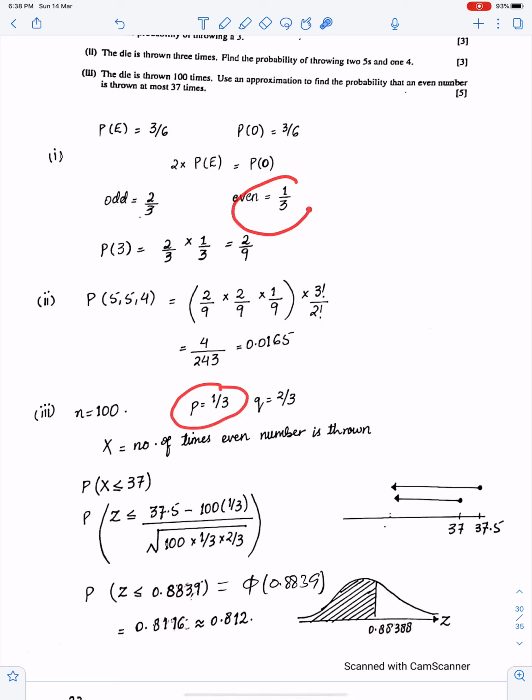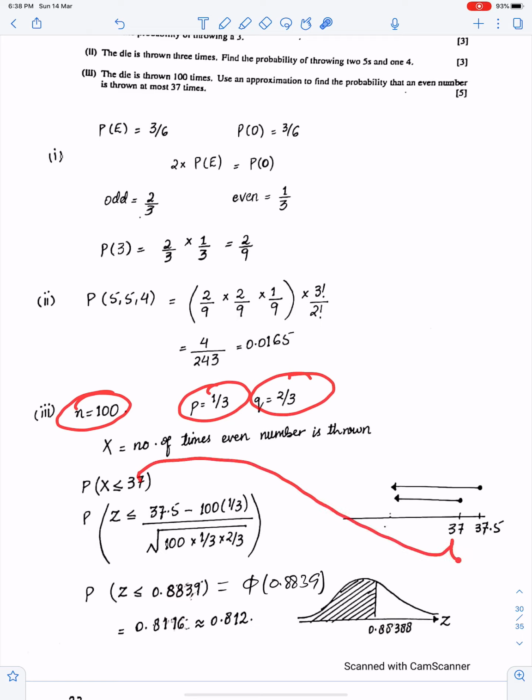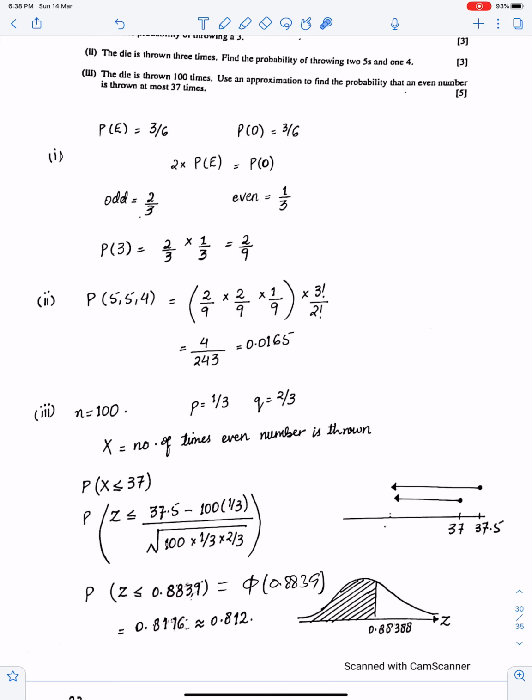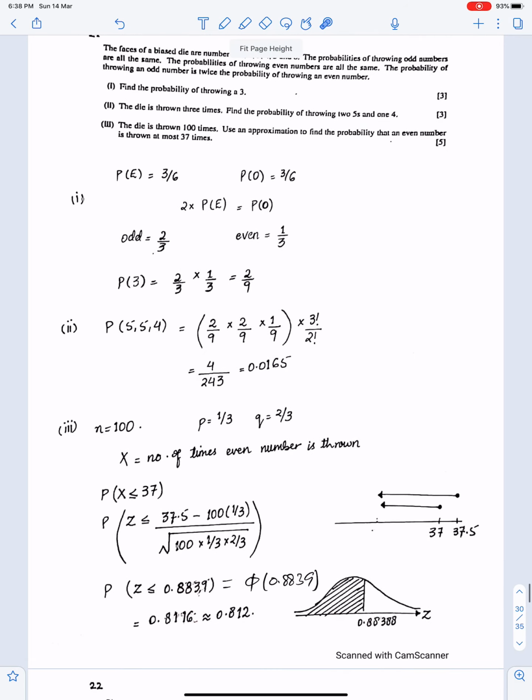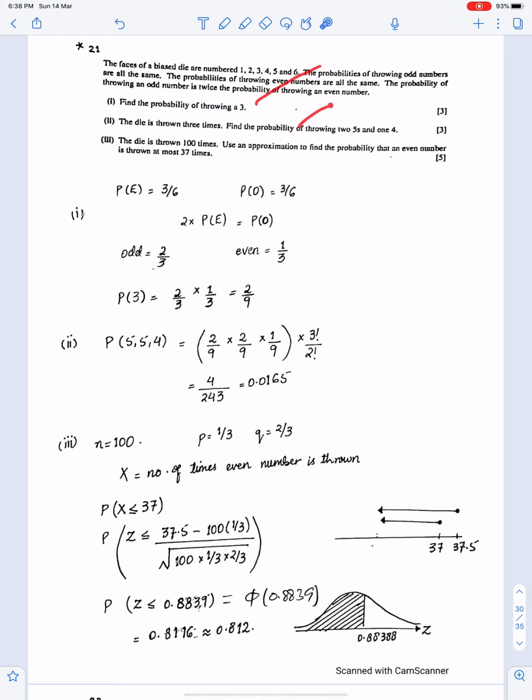This is the probability of an even number, 1 upon 3. So N is 100, P is 1 upon 3, Q is 2 upon 3, 37. So take the upper bound, 37.5, NP and NPQ. That's the final answer up to 3 significant figures. I left the first two parts because they are of binomial distribution, simple probability.